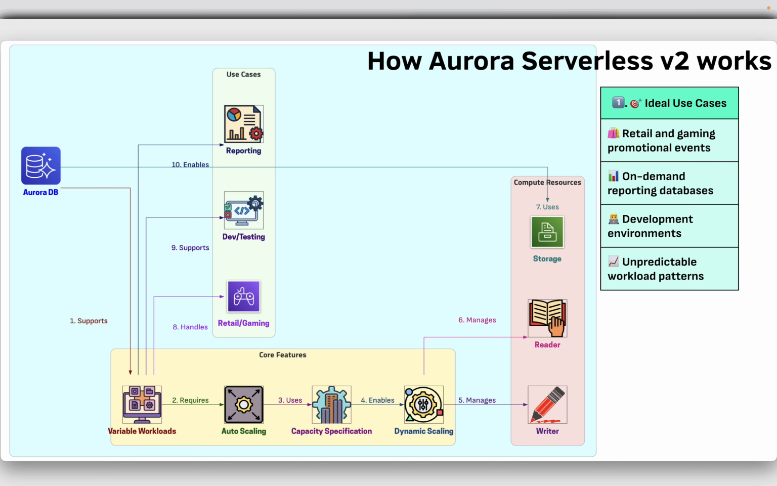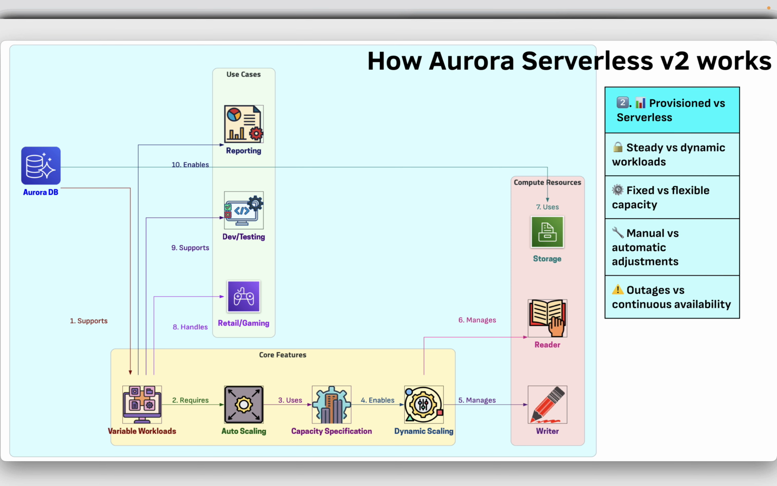How Aurora Serverless V2 works? Aurora Serverless V2 excels with workloads that vary significantly, from retail and gaming sites with promotional events to on-demand reporting databases and development environments. It is particularly valuable when workload patterns are unpredictable and capacity planning is challenging. While provisioned clusters suit steady workloads with predefined capacity needs and planned adjustments, Serverless handles dynamic requirements without capacity constraints. Provisioned clusters require manual modifications and may experience brief outages during changes.